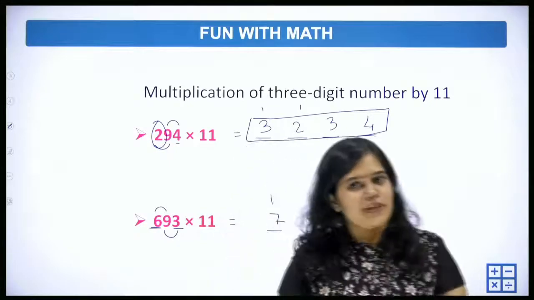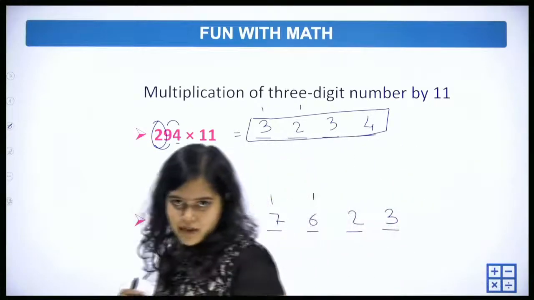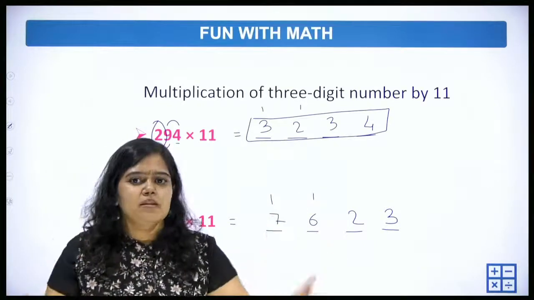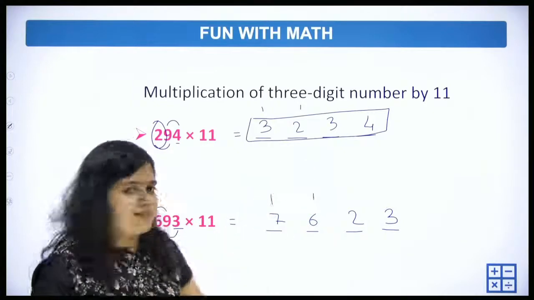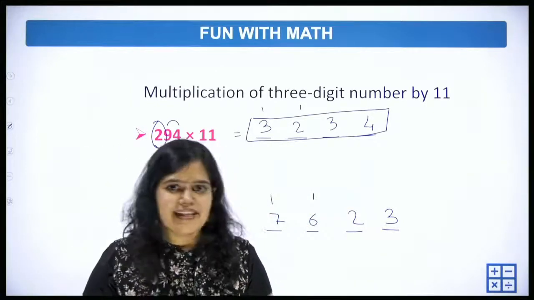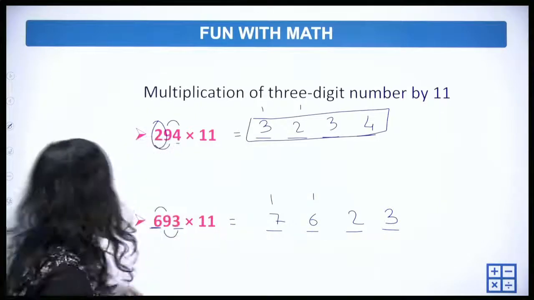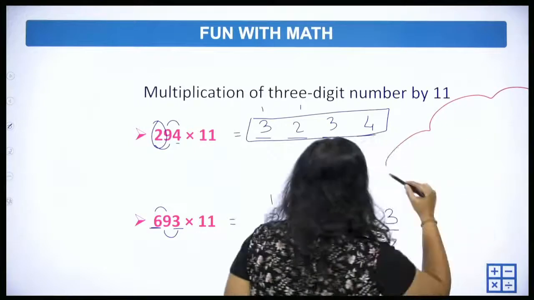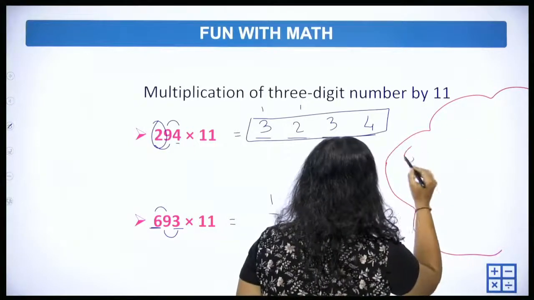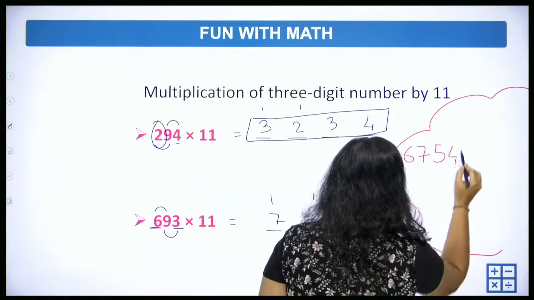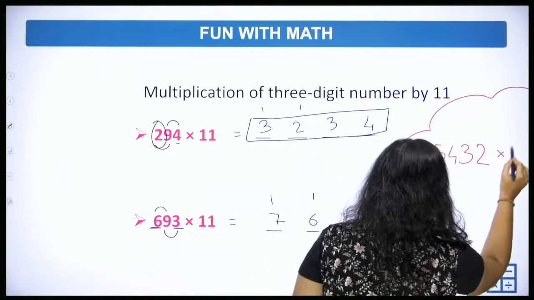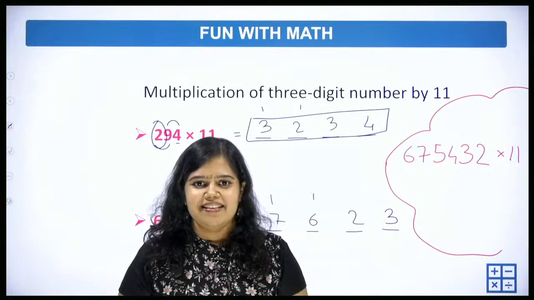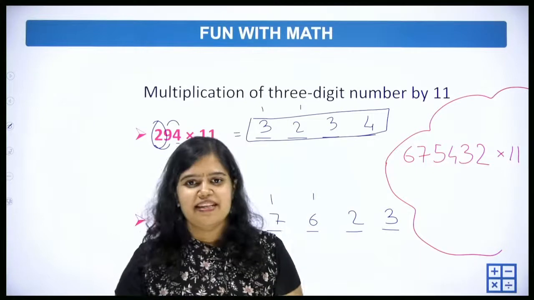Looking at how to multiply 2-digit numbers and how to multiply 3-digit numbers, I hope you got the pattern to multiply big numbers, even 10-digit numbers, by 11. It's the same pattern that we follow. Right? Now it's a task for you. Try to multiply 675432 by 11. Guess the pattern and try to multiply it with 11. And we can discuss it in our weekend session.